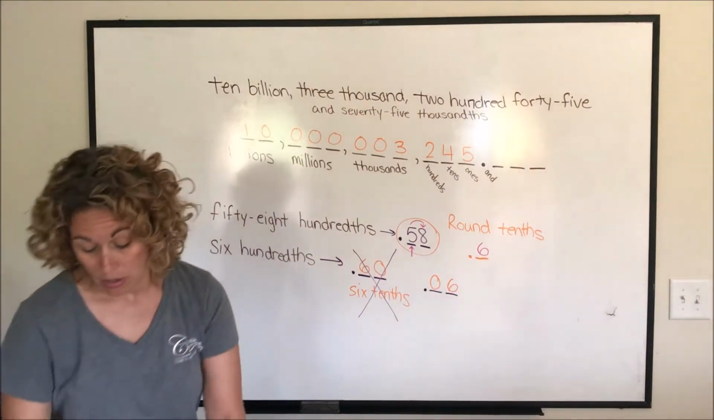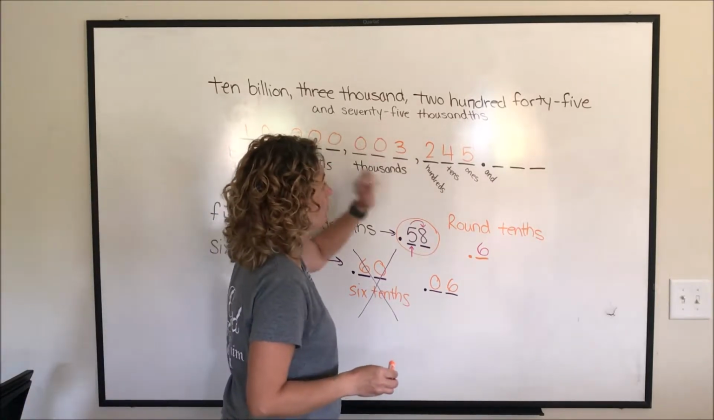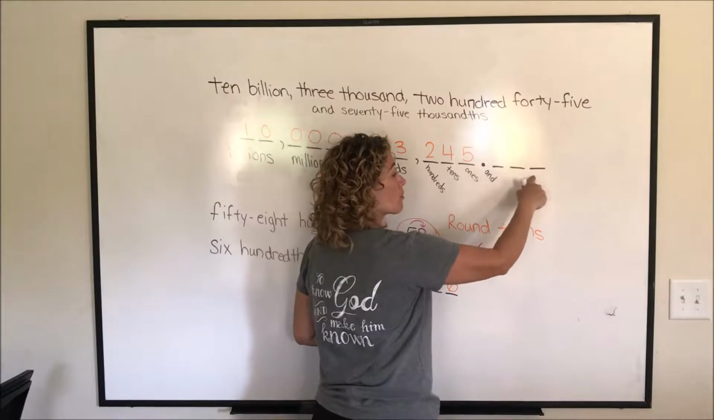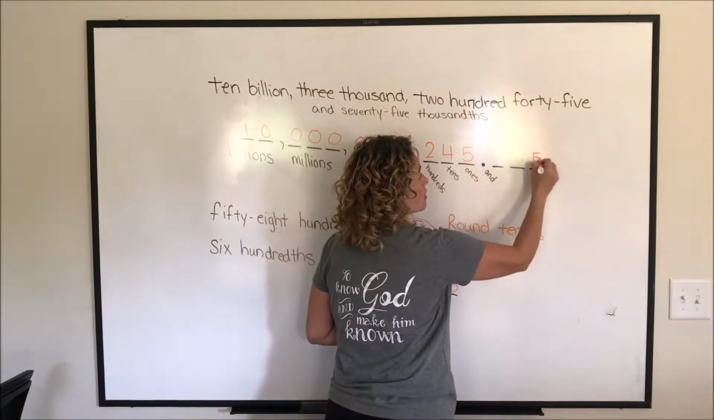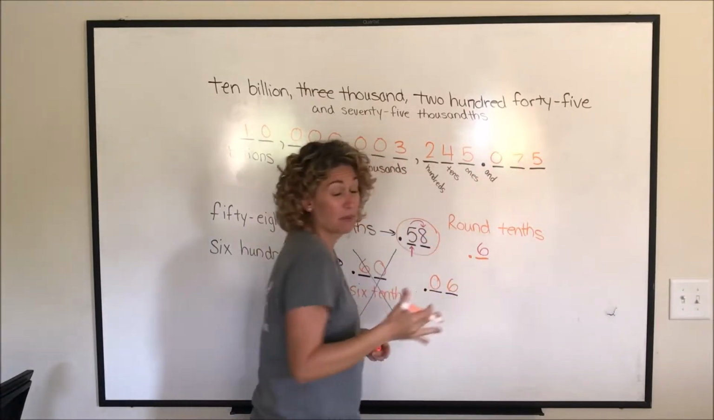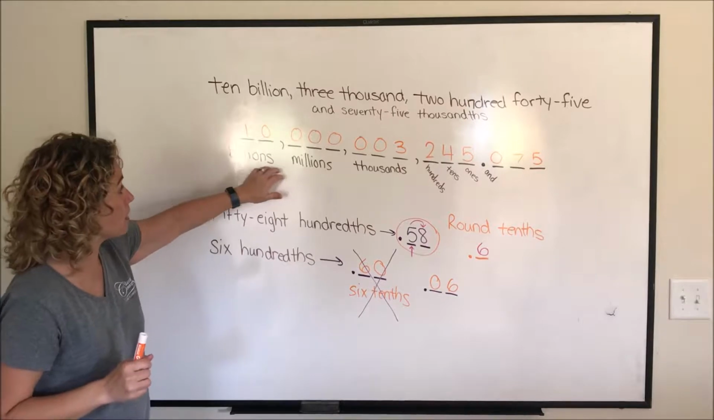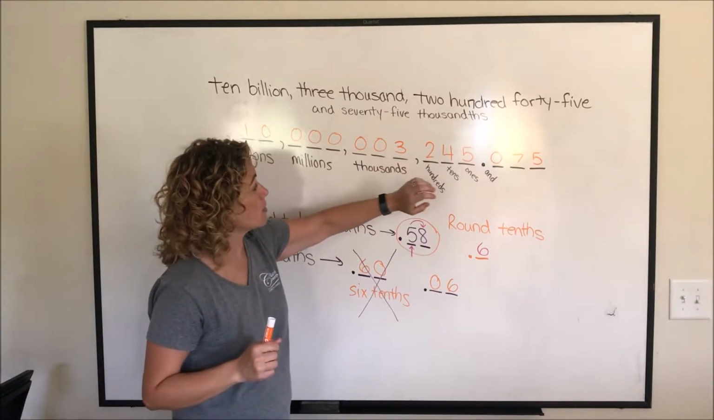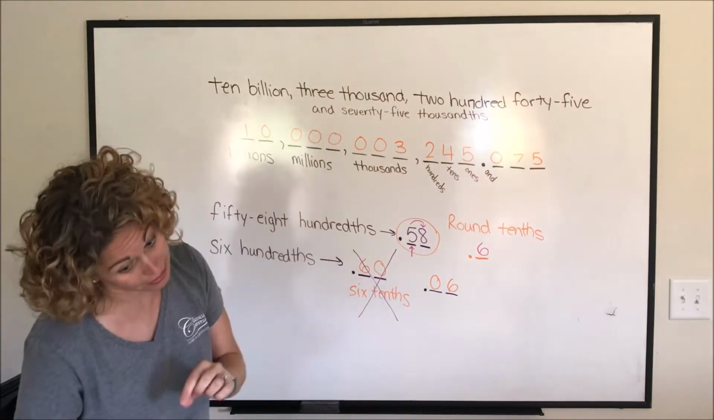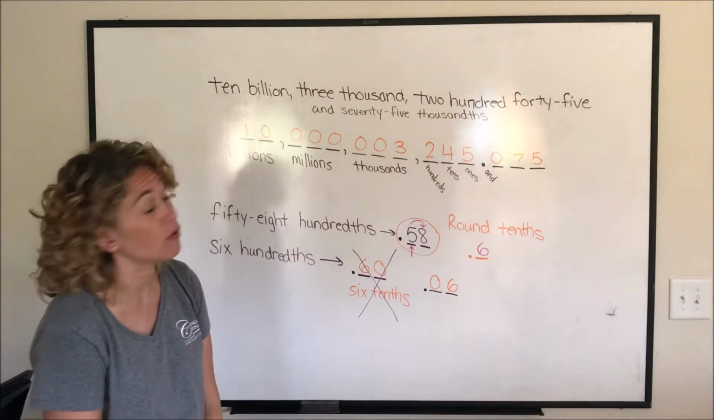Okay, so again, put your dashes, figure out how many you need. Now we're going to fill in the 75. So we have 75, but we don't need all three. We have 75 thousandths, which means we've got a blank space. We again put in a 0. So this would be 10,003,245 and 75 thousandths. Okay? So that's quite a mouthful.